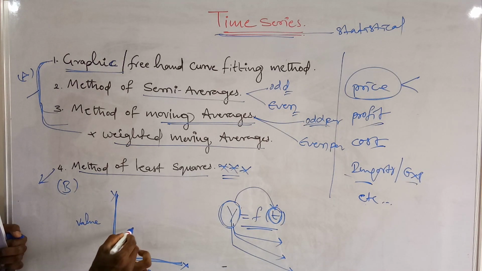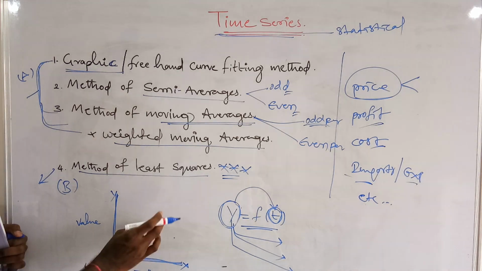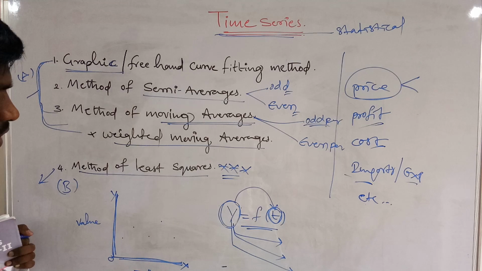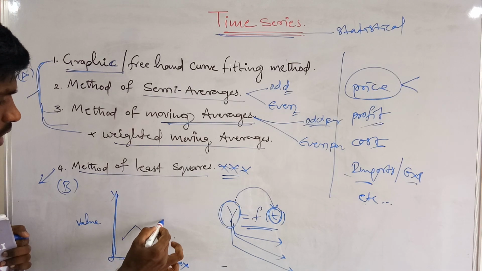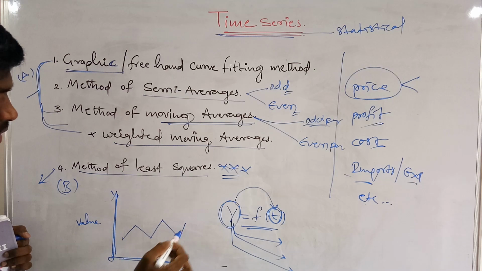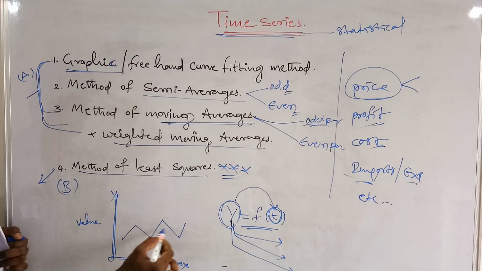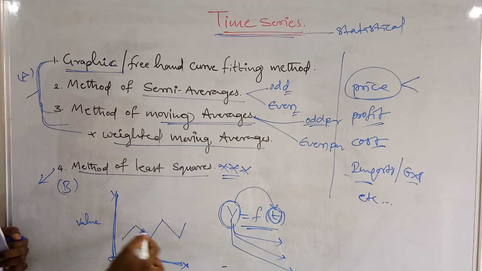Here we have to plot the dots according to the data which is given in the question. Then we draw a smoothed curve. Right? This is called a graphic method. It is very simple.